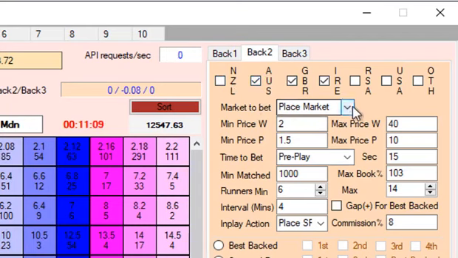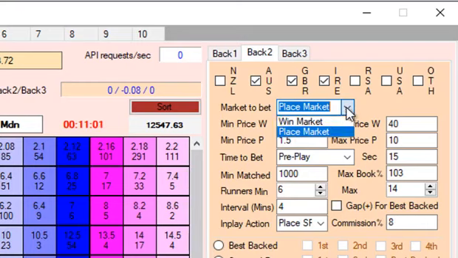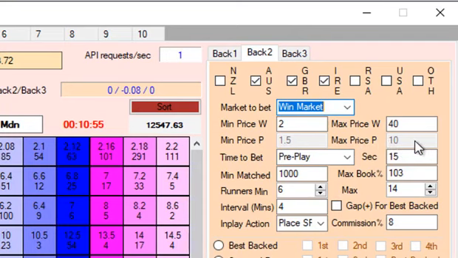So for example, you've got the choice of the place market, the win market. Now the win price here, once you go to win market, so if I was just to change that to place market, you'll see, to win market, you'll see here the place is greyed out, and so that means these boxes don't take any play. But this is a place one, so I'll go back to place.